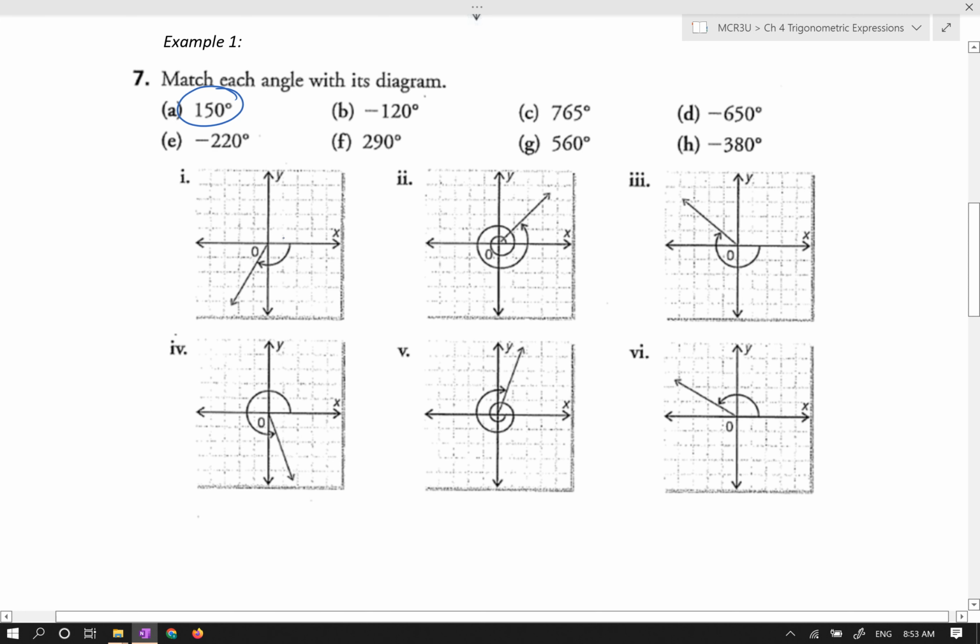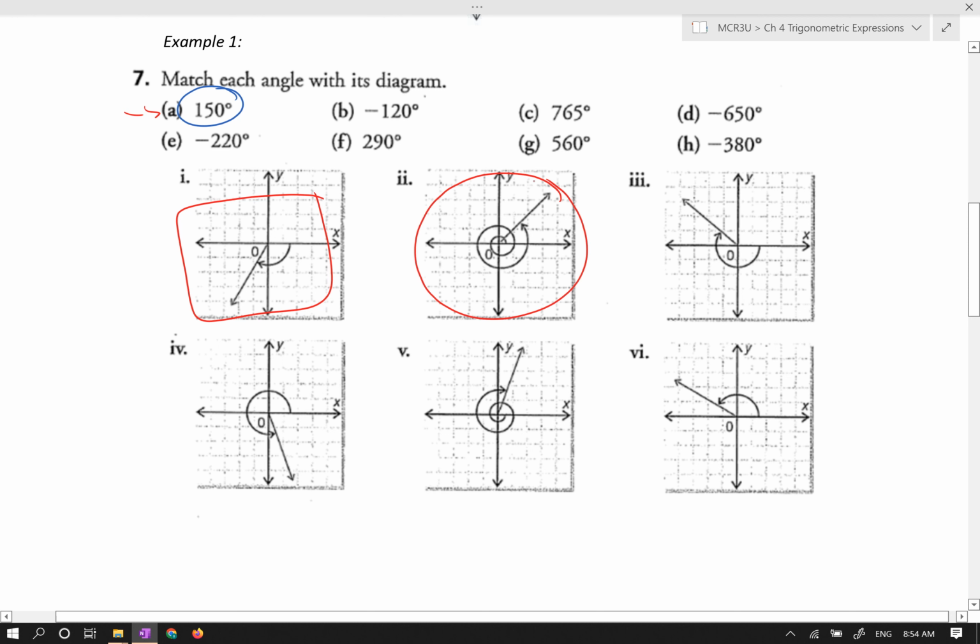So we need to go 150 degrees in the counterclockwise direction from the positive x-axis. So we'll need to be a little bit careful here. We look at these arrows and ask ourselves, which ones represent positive angles and which ones represent negative angles? So this one here, the arrow is going in a clockwise direction, so this is a negative angle. That's not going to be useful to us for part A.